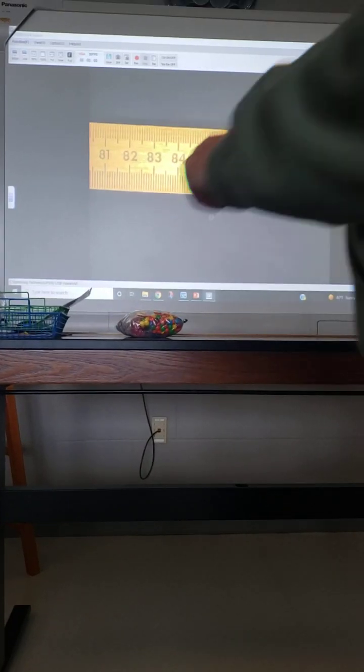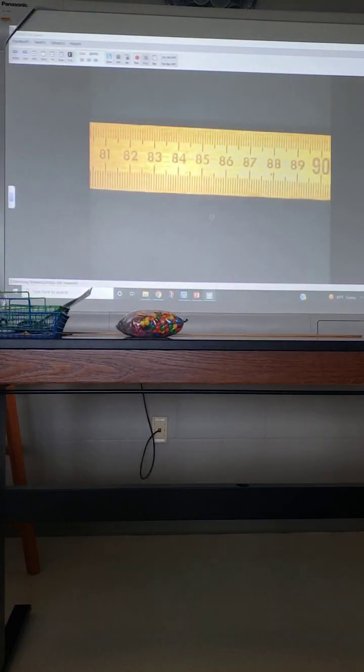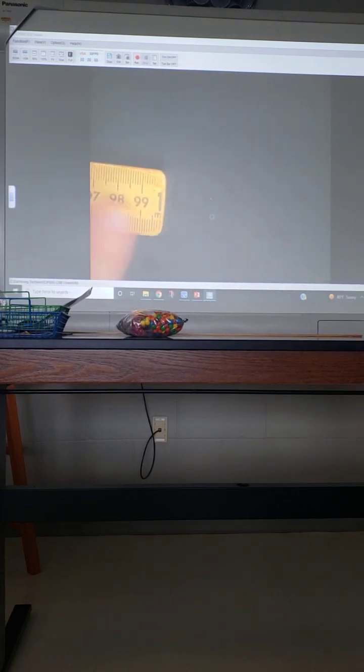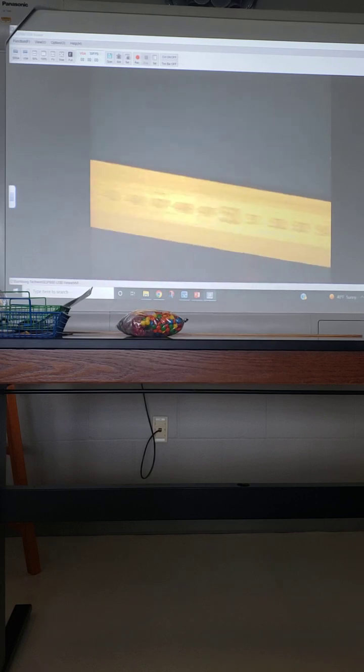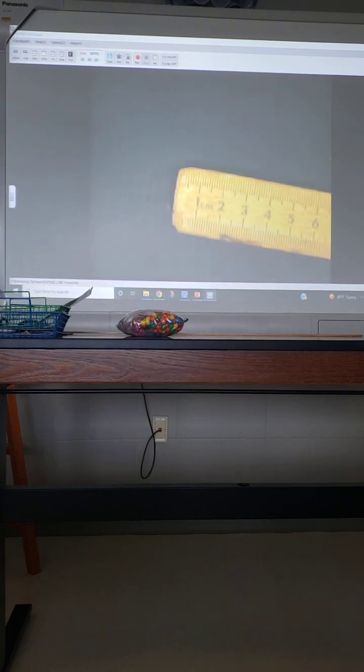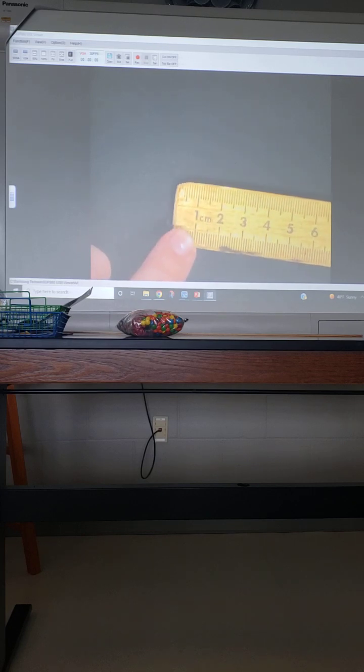Okay, so if you look, we have our meter stick, and it goes to 99, and you see 1 meter. So this is 100 centimeters. Again, think of our meter stick kind of like a dollar. If you have a dollar, you break that into 100 equal pieces.